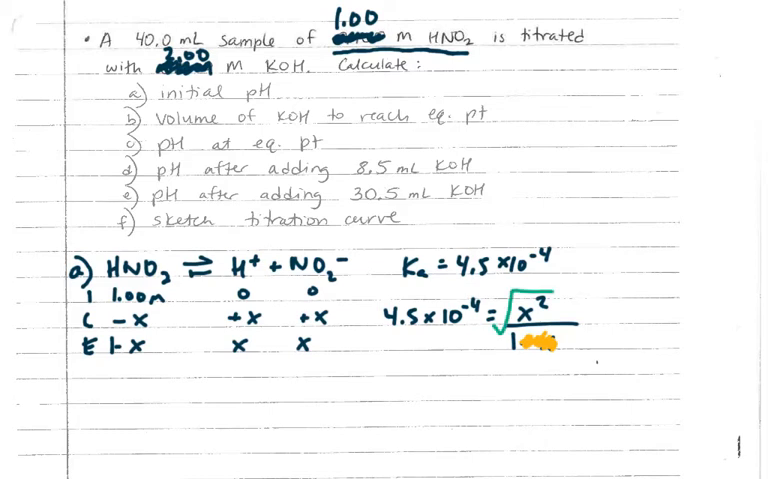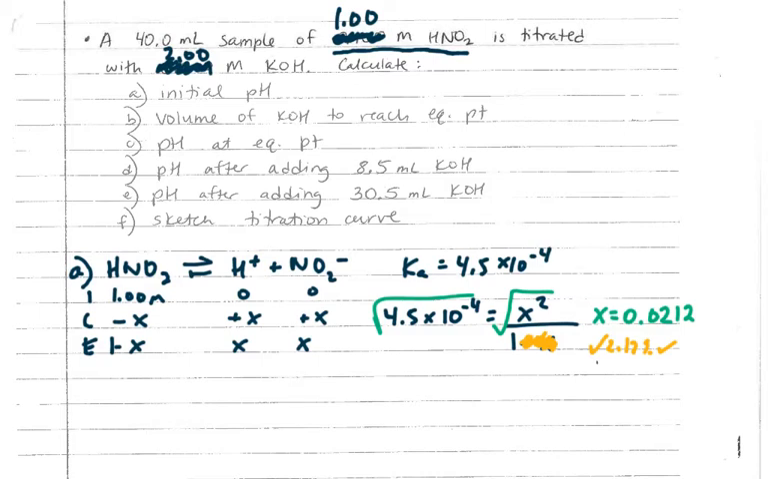And we will multiply both sides by 1, which we don't really need to do, so I guess we can take the square root of each side. And we get that x equals 0.0212. And now to just do a quick check, 0.0212 divided by 1 times 100 is 2.12%. So that checks out, it's less than 5%. So our x approximation technique was valid.